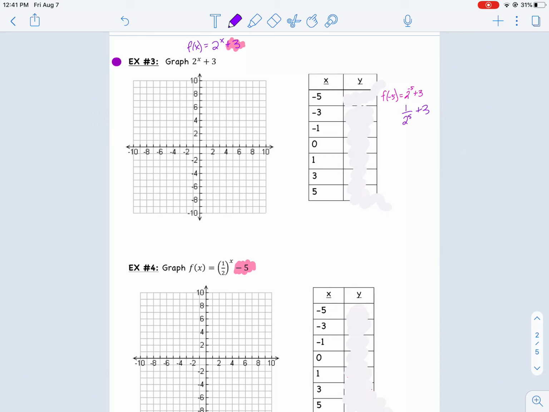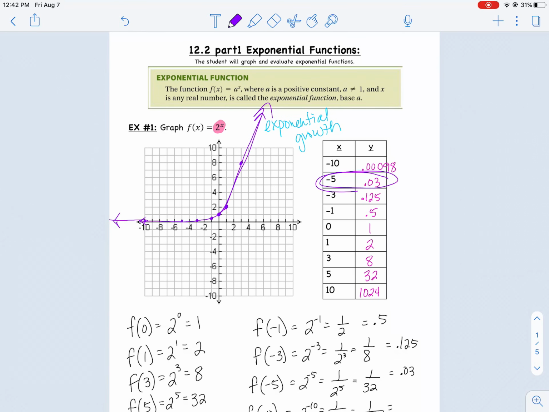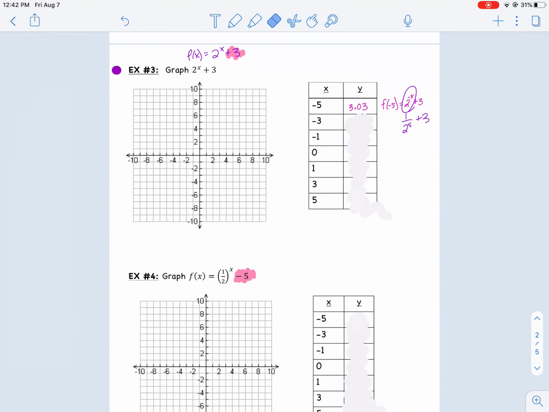Now remember, we already kind of did this piece in the previous video. When we had 2 to the negative 5th power, in example number 1, we got 0.03. Well, then if I add 3 to it, I really should end up with 3.03, right? So that'll kind of save you some time when evaluating some of these, because we've already done it. We just now have to add 3 to all of our answers. So I'm going to use my numbers from my last video and just add 3 to each of them. All right, hopefully your answers match mine, and we can go ahead and graph this function.